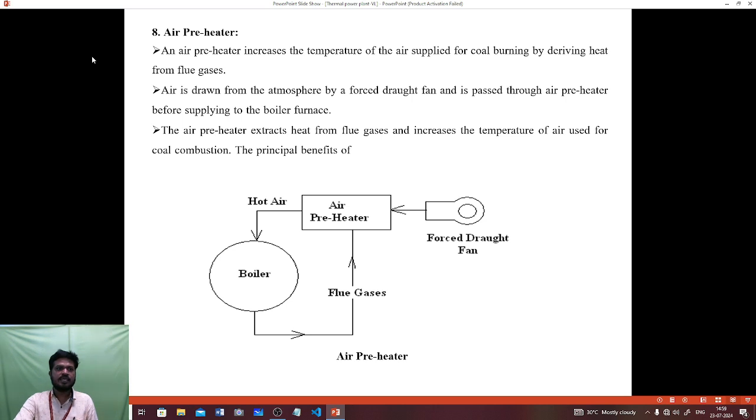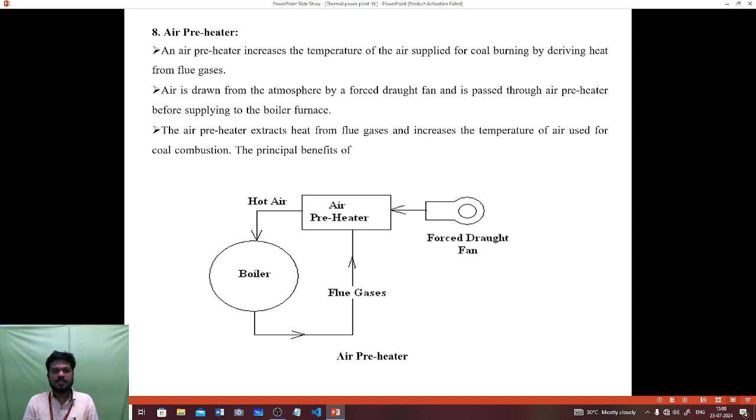Next we are going to see about an air preheater. The air preheater increases the temperature of air supplied for coal burning by deriving heat from the flue gases. The air is drawn from the atmosphere by a forced draft fan, which is a fan used to force the air by external means, and it is passed through the air preheater before being supplied to the boiler furnace. The air preheater extracts the heat from the flue gas and increases the temperature of the air used for coal combustion.